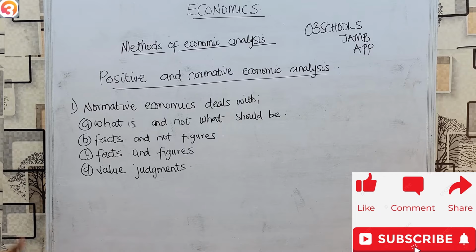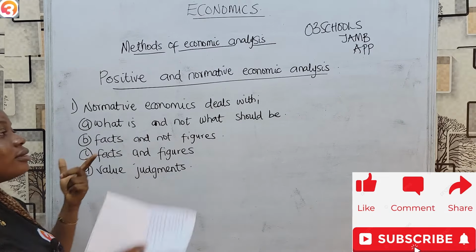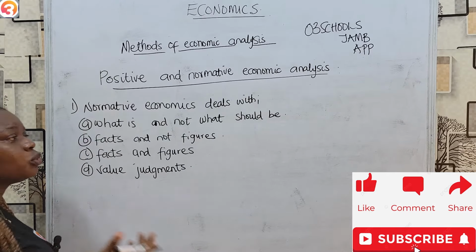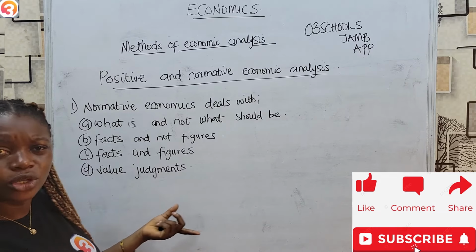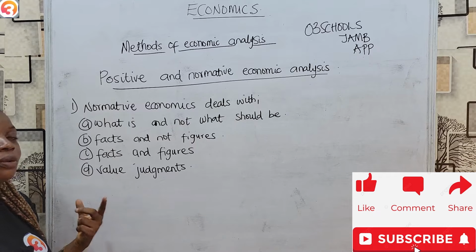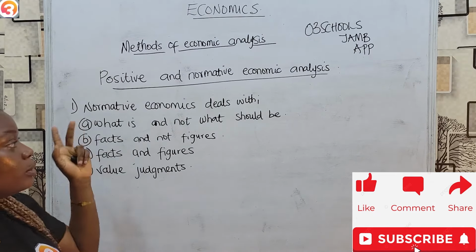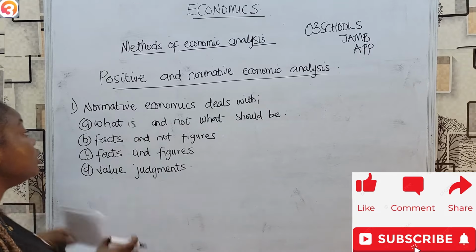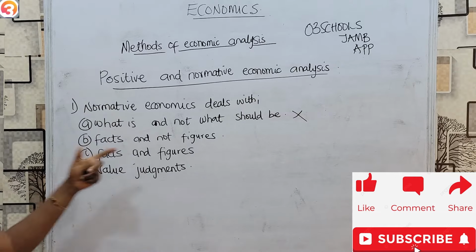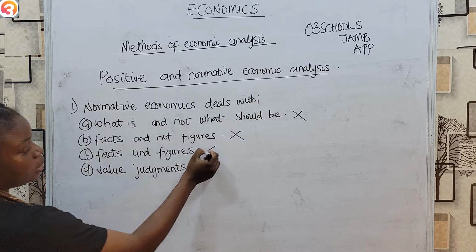Now let's look at this question. This question said normative economics deals with dash. The first option said what is and not what should be. That option is not correct because in our explanation, we saw that positive economics deals with what is, and normative economics deals with what should be. So option A is obviously not the answer. Facts and not figures, obviously not the answer. Facts and figures, obviously not the answer.